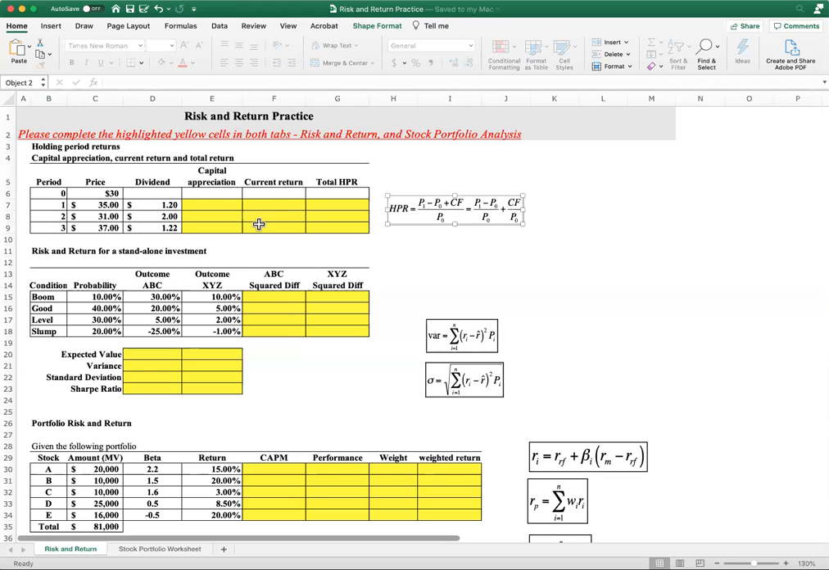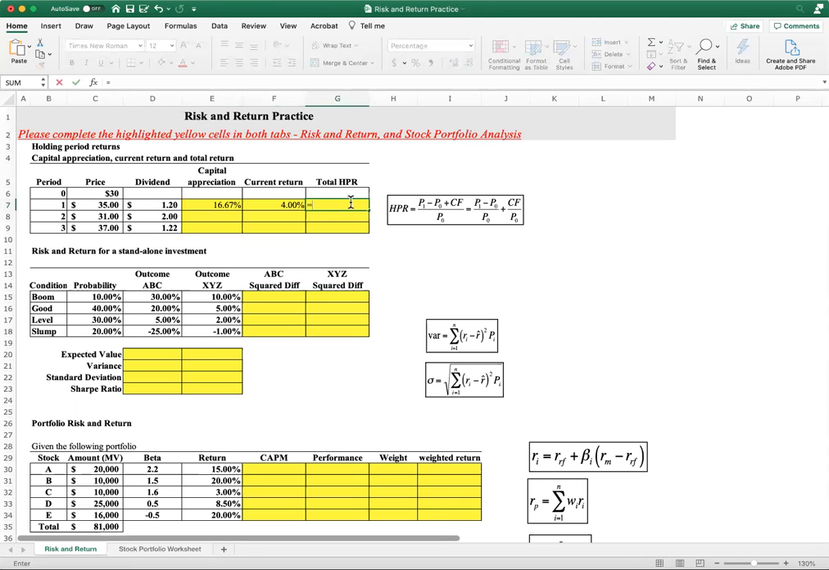Okay, so let's calculate that. First of all, the capital appreciation at the end of year 1, from $30 to $35, is going to be the difference between $35 and $30 divided by the initial price, right? Just like what you see right here. So this gives you 16.67%. The current return is the dividend yield, equal to the dividend you got divided by, again, your initial investment, not the ending price of year 1. Okay, so that gives you 4%.